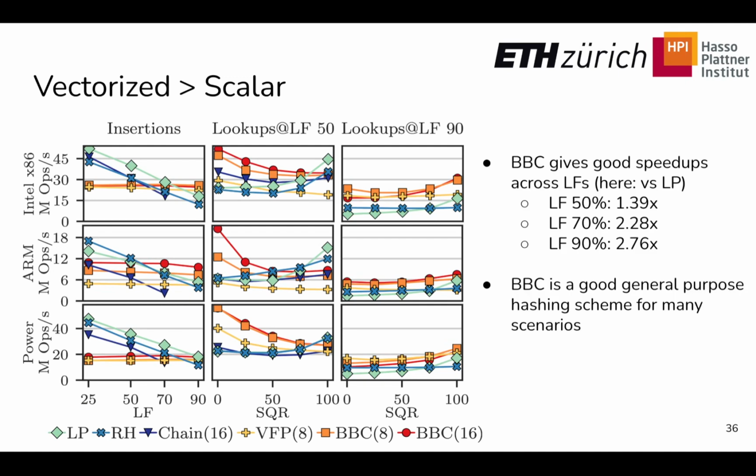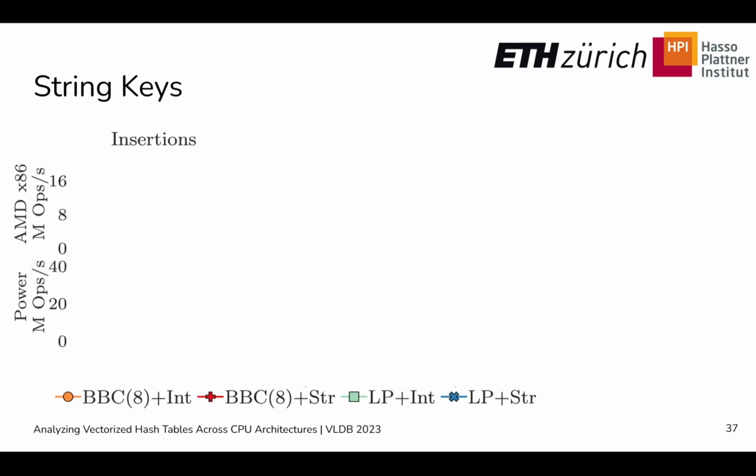So BBC gives good speedups across load factors. Compared to linear probing, from 1.4x on average, depending on the successful query rate, up to 2.7x on average at load factor 90. And this is why we say in the paper, okay, BBC is a good general purpose drop-in replacement for your standard hash map in many scenarios. And of course, there are implementation details for each architecture, and this is all in the paper.